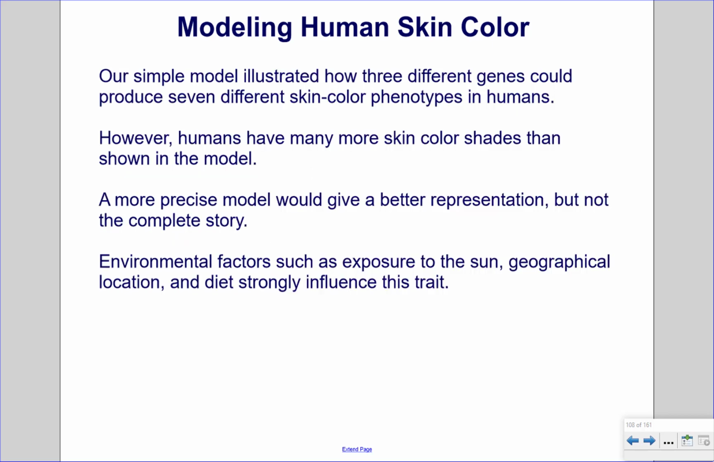Modeling human skin color. Our simple model illustrated how 3 different genes could produce 7 different skin color phenotypes in humans. However, humans have many more skin color shades than shown in the model. A more precise model would give a better representation, but not the complete story. Environmental factors such as exposure to the sun, geographical location, and diet strongly influence this trait.